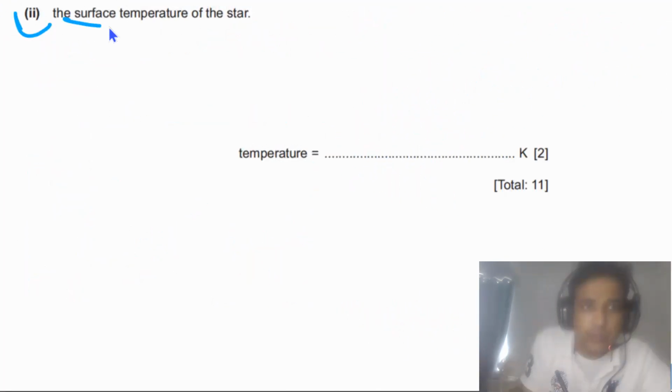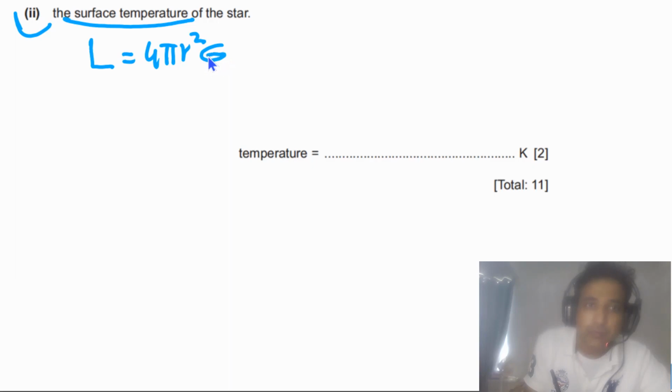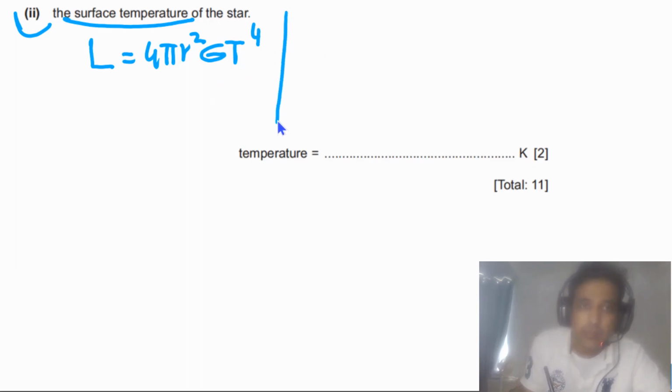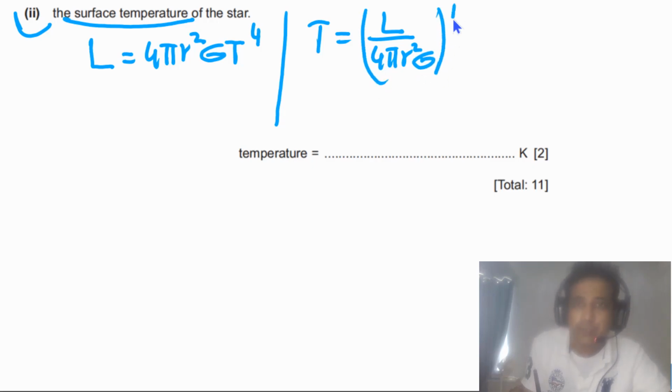For the second part, we need to calculate the surface temperature of the star. So it simply means that we have to use the Stefan-Boltzmann law. The Stefan-Boltzmann law tells us the power radiated by a star is equal to the surface area of the star, 4 pi r squared, times the Stefan-Boltzmann constant times temperature to the power of 4, T to the power of 4. We need to calculate temperature in this case, so we can write T will be equal to L divided by 4 pi r squared times the Stefan-Boltzmann constant, and the power of this is 1 by 4. Now simply we need to plug in values.